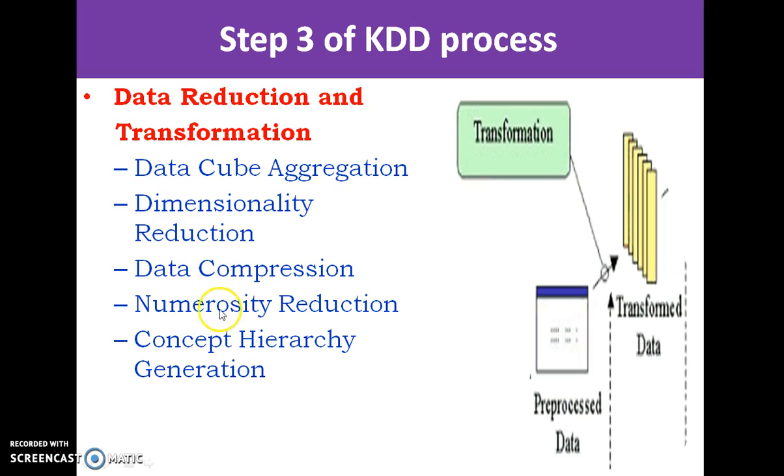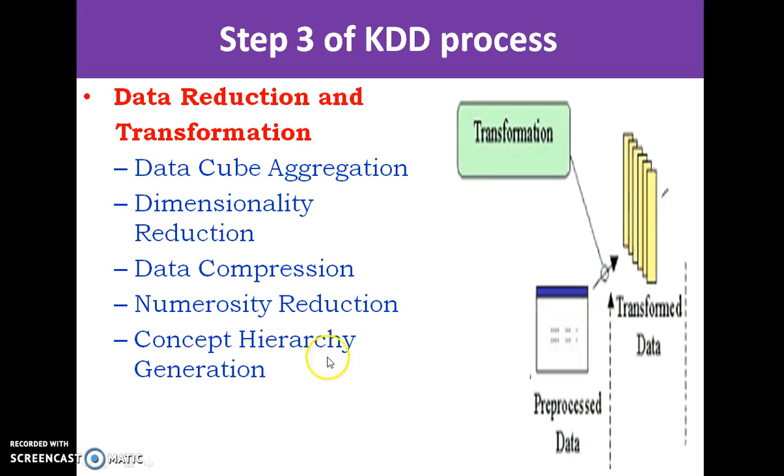And the next method in data reduction and transformation is numerosity reduction. As the name implies, it reduces the number of distinct values in a particular attribute of the data set. That is, if we have the age values as individual values, we can convert those individual age values into categories like young, middle, senior, etc.